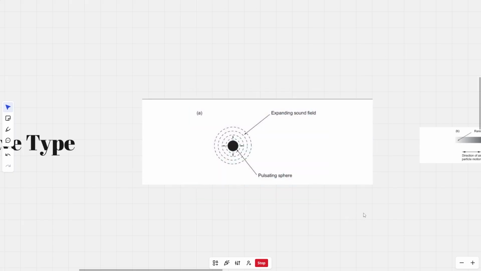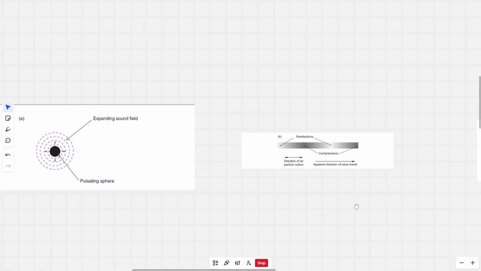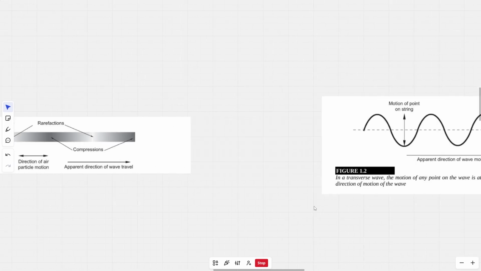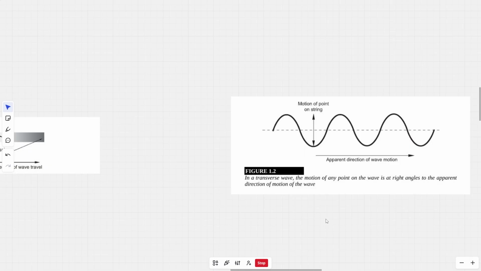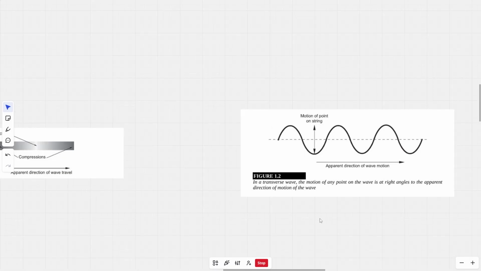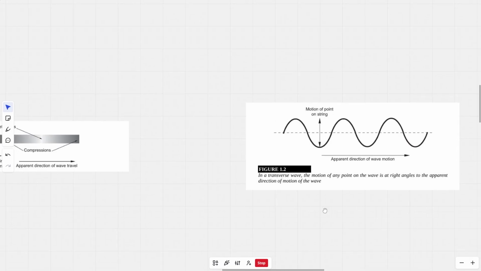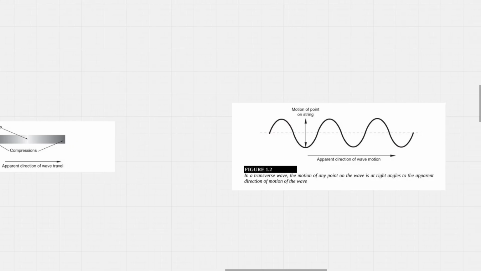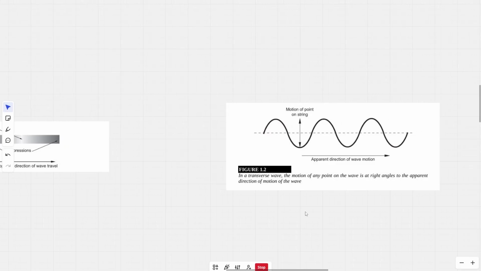As this sphere pulsates, it alternately creates regions of high pressure, compressions, and regions of low pressure, rarefactions, in the surrounding air. These compressions and rarefactions travel away from the source. Since the air particles move in the same direction as the direction of wave travel, sound waves are classified as longitudinal waves. This contrasts with transverse waves like those on a vibrating string, where motion is at right angles to the direction of wave travel.